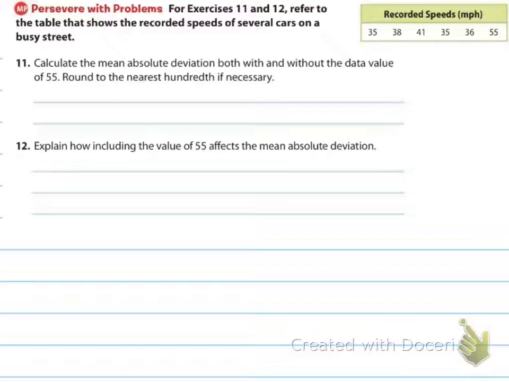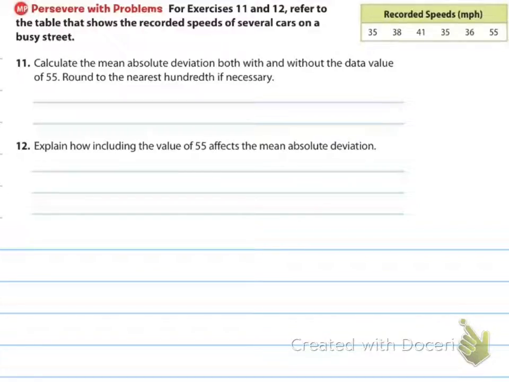Well, I can already look at it and say, okay, 55 is a much higher number than the rest of the digits, so it's probably going to make the mean absolute deviation larger when it's involved than when it's not.